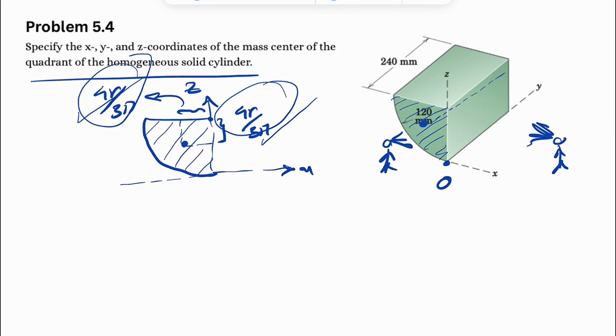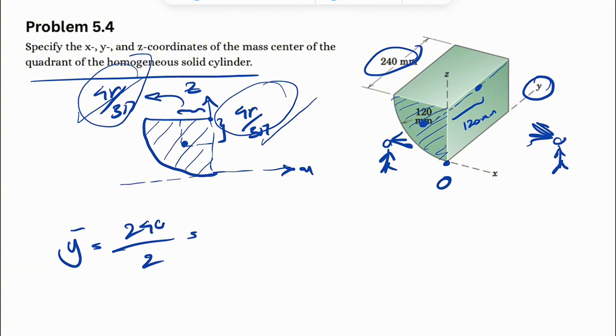I'm going to go along this line. It's going to be somewhere in here, again at the center. We know this is 240 millimeters, so it's going to be 120 millimeters. If you look at it, that's going to be our y. So y is pretty easy: 240 divided by 2, 120 millimeters, and it's positive because this is our origin and we are moving along the positive direction.